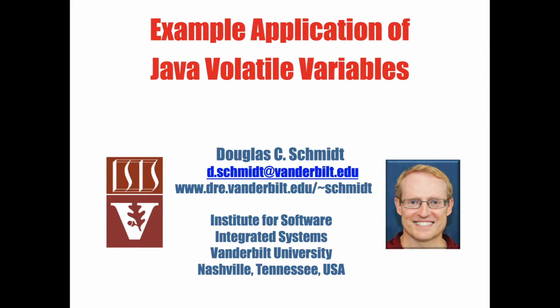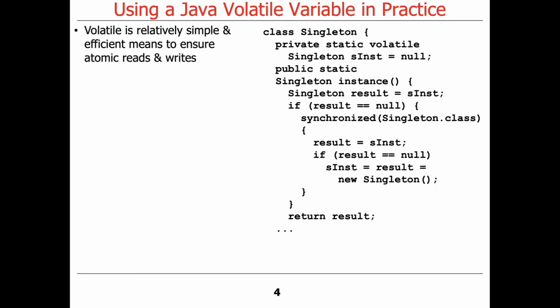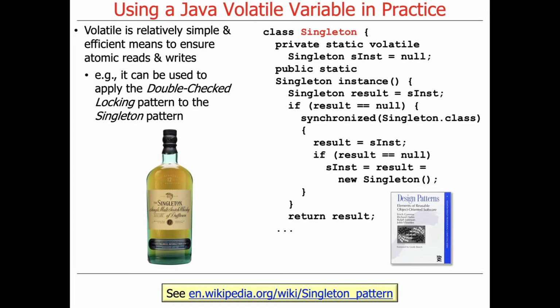Now that you know a little bit about atomic variables and volatile variables in particular, let's talk about an example application of a volatile variable that is used in practice. As I mentioned before, volatile is relatively simple, and it's very efficient to ensure atomic reads and writes. Let's take a look at an example where it can be applied. We're going to apply this to the double-checked locking pattern, which is a way of ensuring thread-safe singletons.